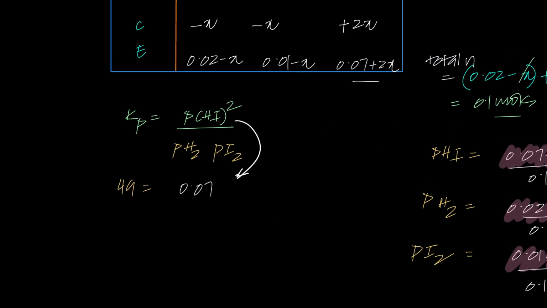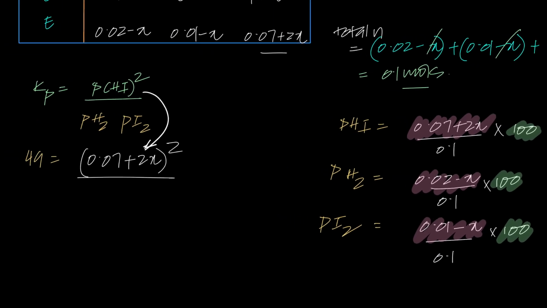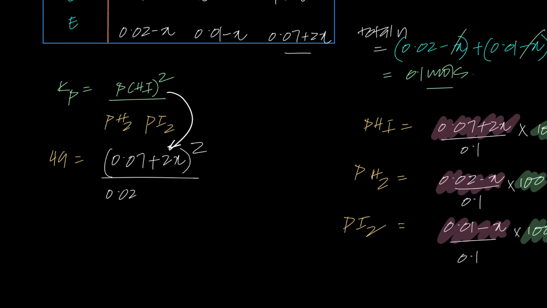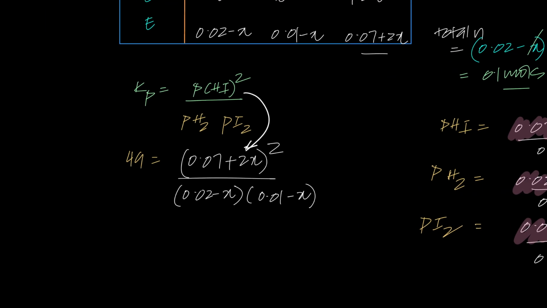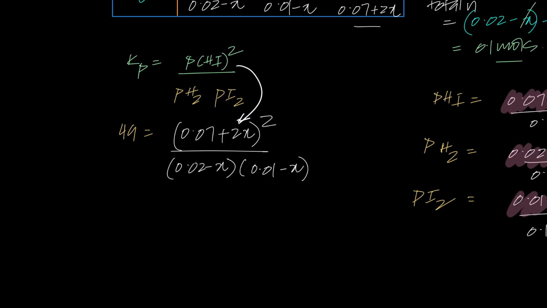So the partial pressure expression is (0.07 plus 2x) squared divided by (0.02 minus x) into (0.01 minus x), right? This is what I'm left with, and this is equal to 49. And now I can easily calculate this.